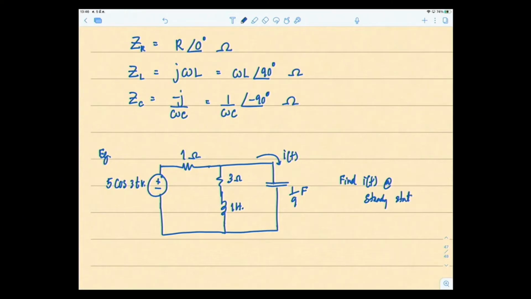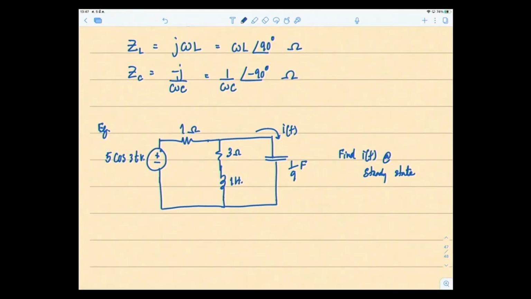Steady state means that the circuit has been connected like this for a long time, when it reaches a stable state. So please remember, whenever you hear a phrase like at steady state, to analyze this, you simply change all the sources into phasor form, and all the elements, resistor, capacitor, and inductor, into ohms. In other words, convert into impedance.